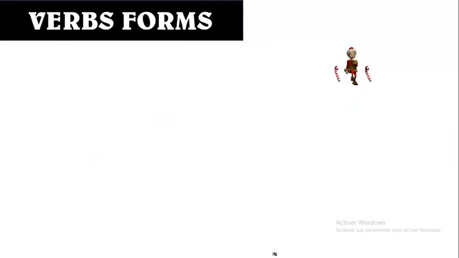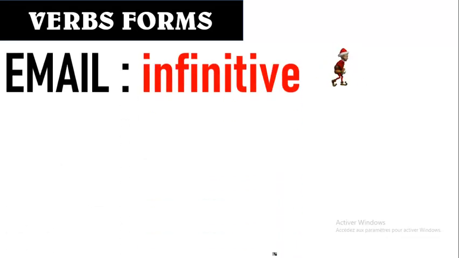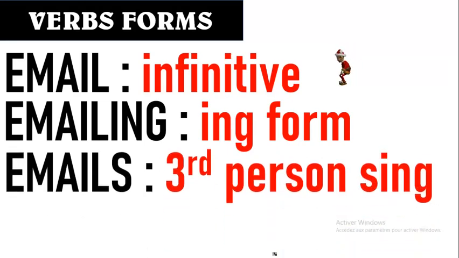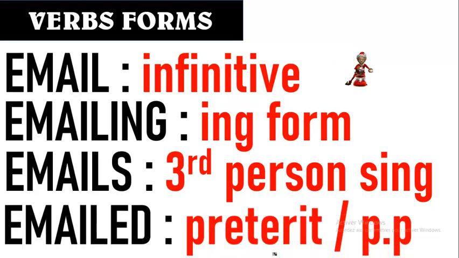The verb to email in English: the infinitive is email or to email, in one or two words. You can separate the E from the mail. Emailing, the ing form, gerund; third person singular, emails; and as email is a regular verb, it ends in ed for the preterite and the past participle.